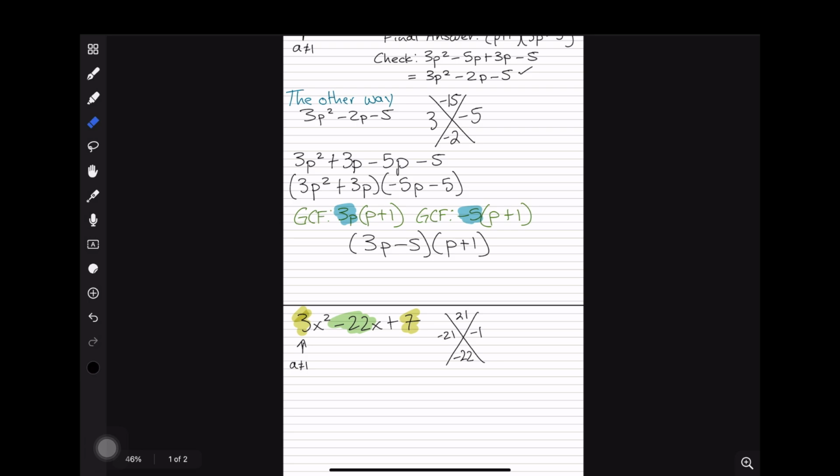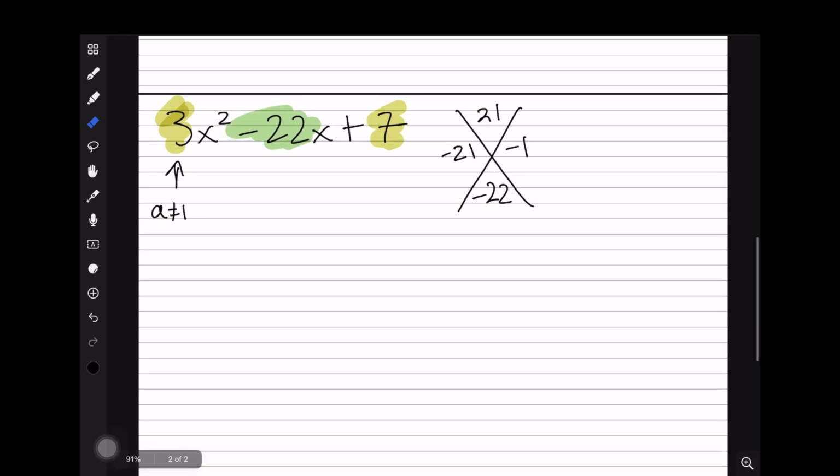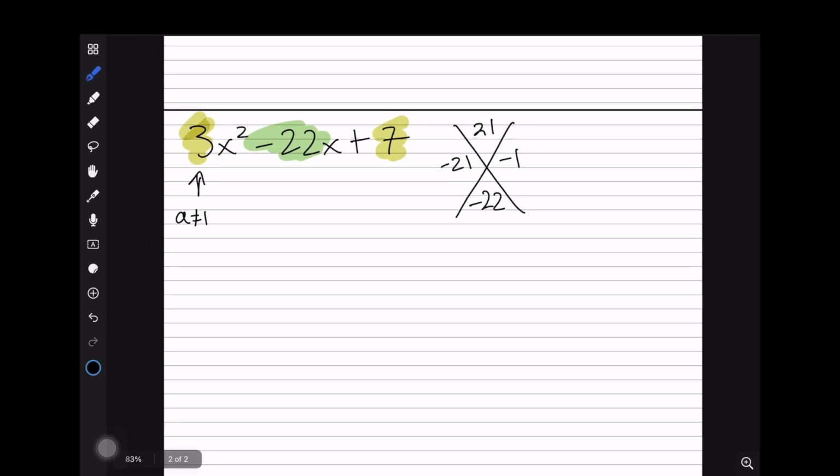Now we're going to try this problem with the last method. So the second method. So let's see. We have negative 21 on the left side and a negative 1 on the right side. So we're going to rewrite those so that we can get the second term. So now we're going to have 3x squared minus 21x minus x plus 7.